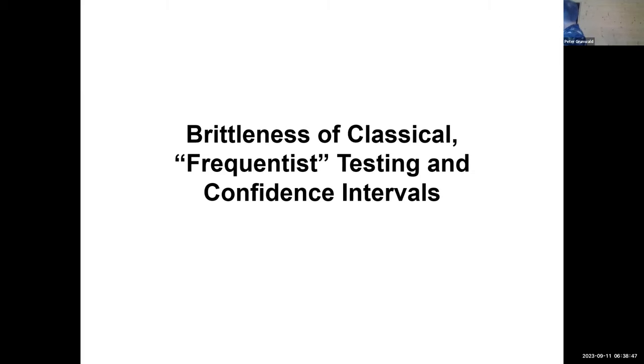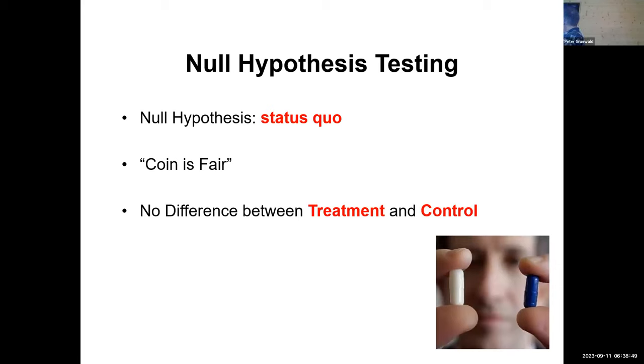So what is this brittleness about? I'm going to talk about the simplest setting where it occurs, null hypothesis testing, which is very important in the medical sciences, for example, and in psychology. You have some hypothesis. You call it the null hypothesis, the status quo. You're seeing coin tosses and the status quo is just a fair coin. It should be around 50-50 number of heads and tails.